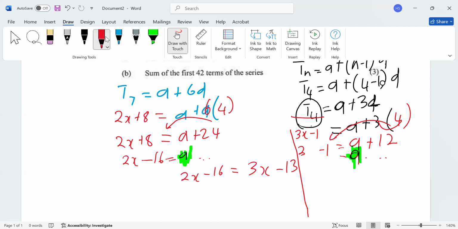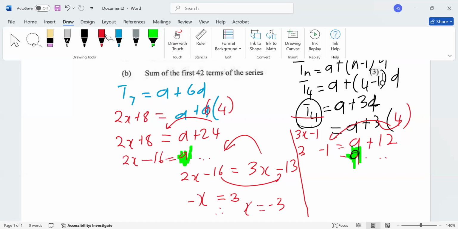So what are we going to do? Which one do you want to take? 3x, you want to take it to this side. And then you want to take 16 to this side. If this one goes this side, you have minus x. x is going to be equal to 3, and we divide by negative, so x is going to be minus 3. Now we got the value of x.